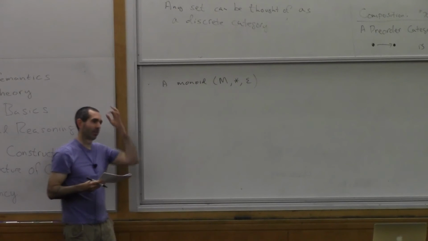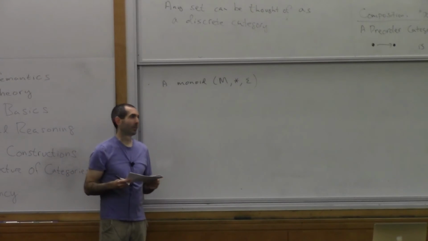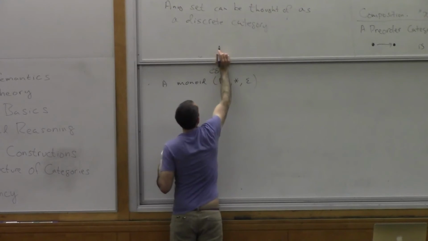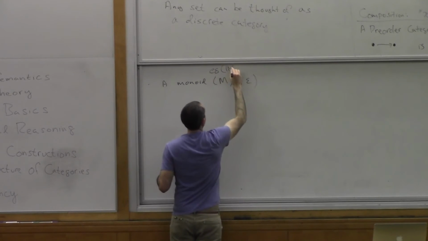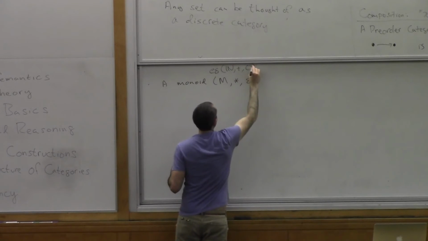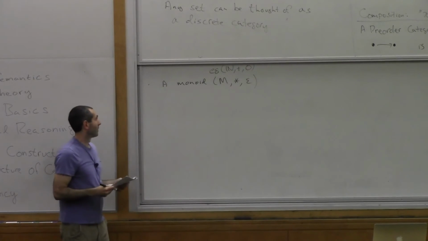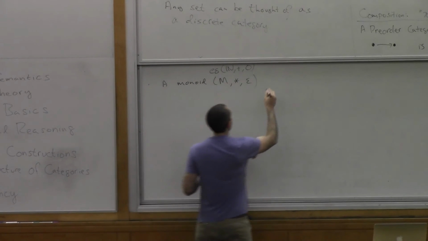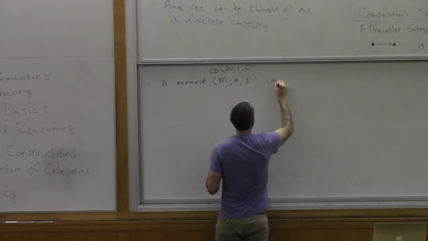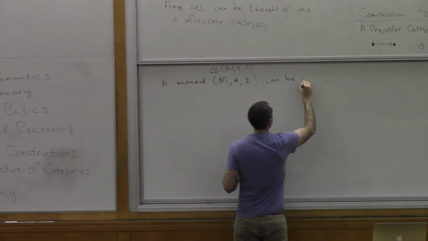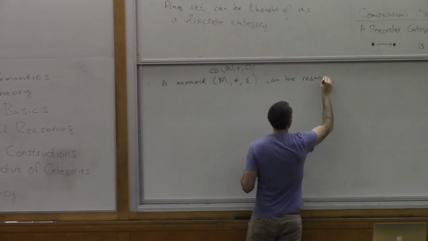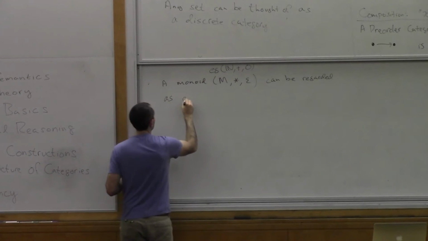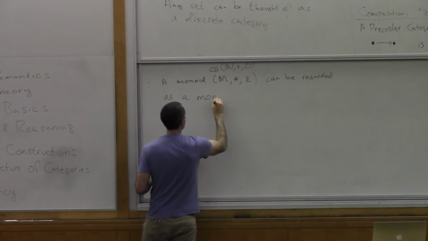Right? So think, for example, the natural numbers under addition. Natural numbers, addition, 0. Right? So if we have a monoid, we can think of it as a monoid category.